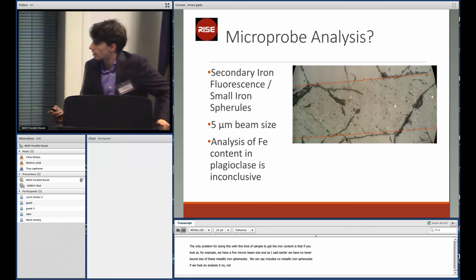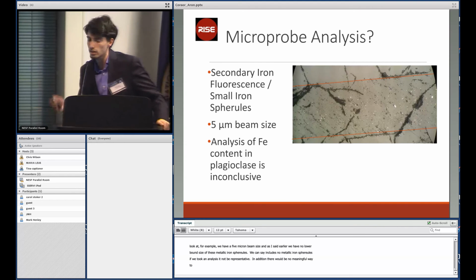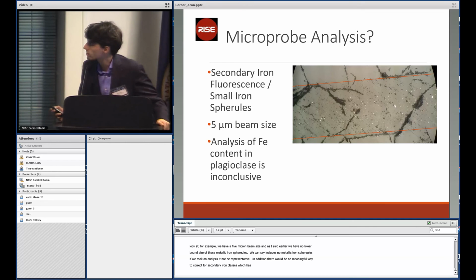In addition, there would be no meaningful way to correct for secondary iron fluorescence when you're analyzing a phase which has very little iron that is directly adjacent to a phase that has near 100 mole percent iron.